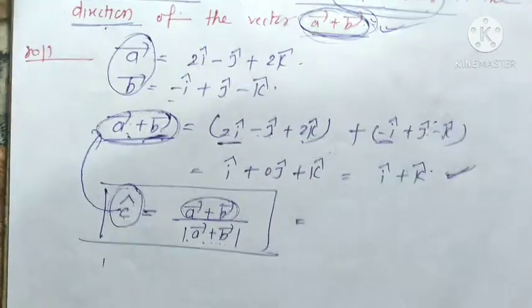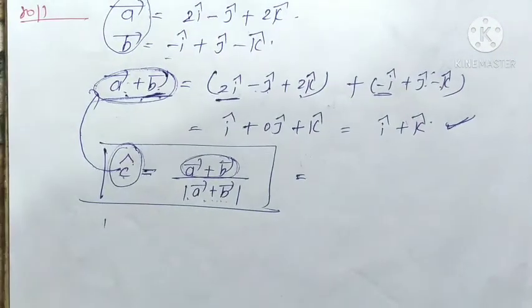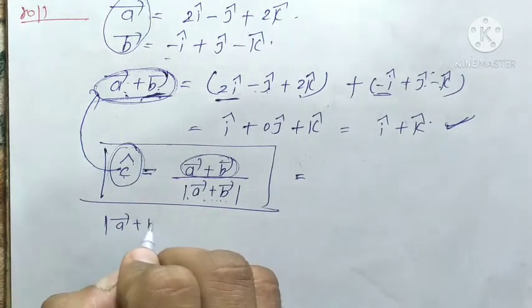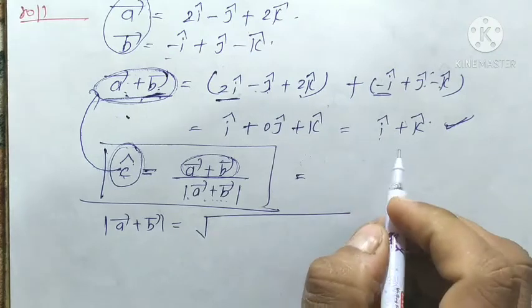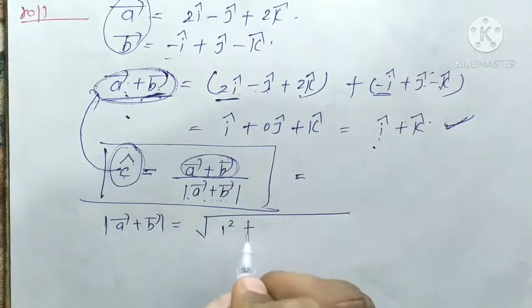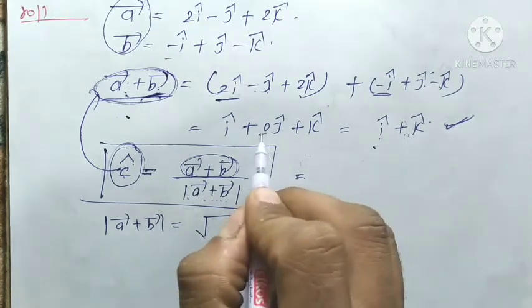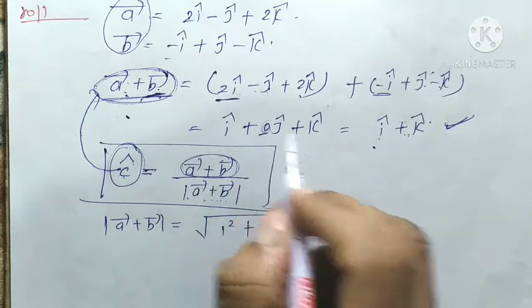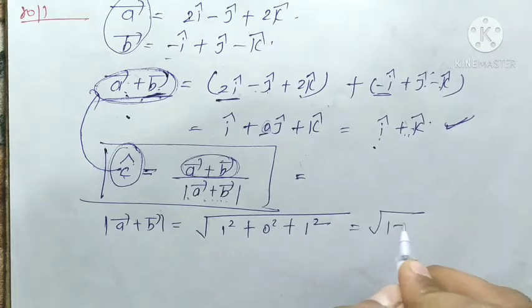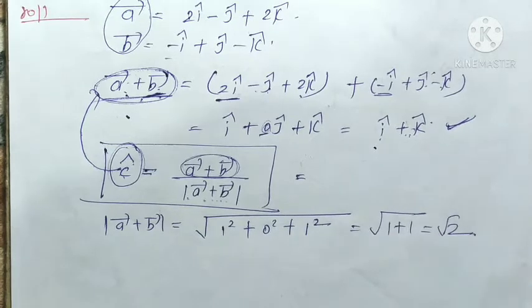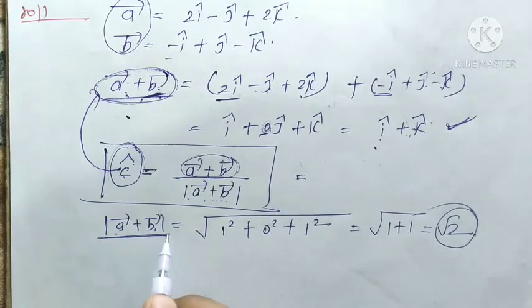So for a plus b, we have to firstly find out the magnitude value. Here 1 square plus, j is equal to 0, this term 0 square, plus k, 1 square, 1 plus 1, under root 2. So this is the magnitude value of a plus b.